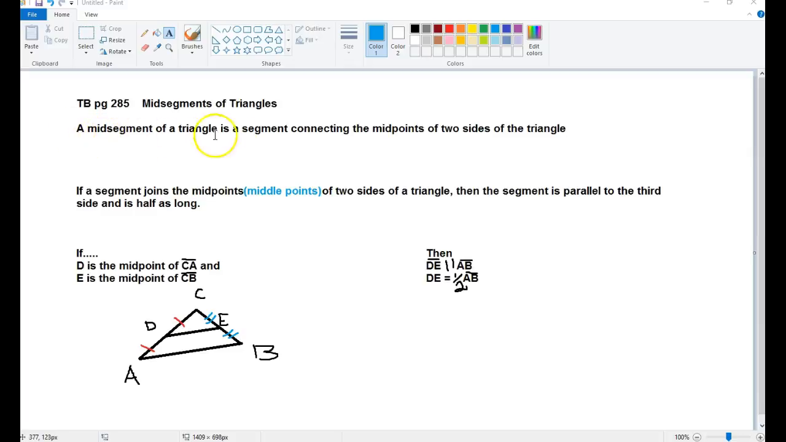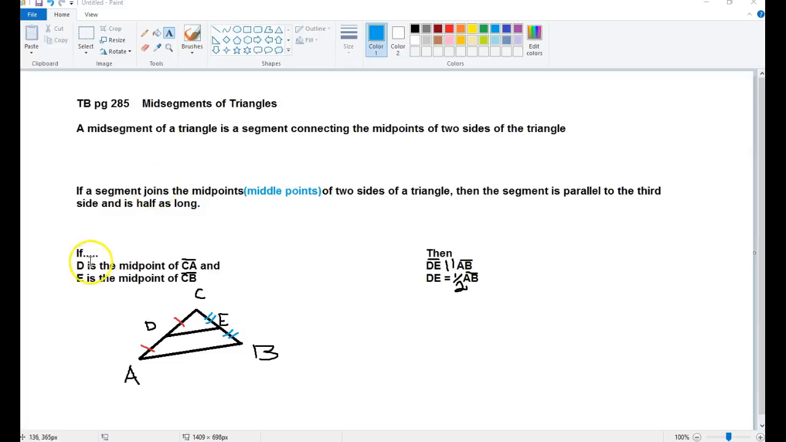A mid-segment of a triangle is a segment connecting the midpoints of two sides of the triangle. If a segment joins the midpoints, remember those middle points of a line, of two sides of a triangle, then the segment is parallel to the third side and is half as long. So this sounds a little confusing. Let's try and think about what this means.